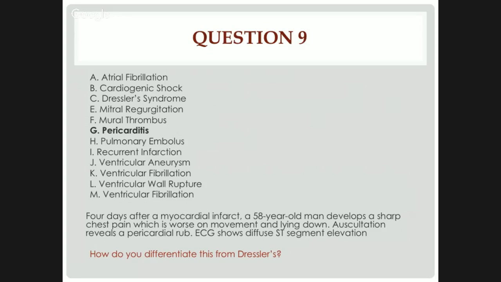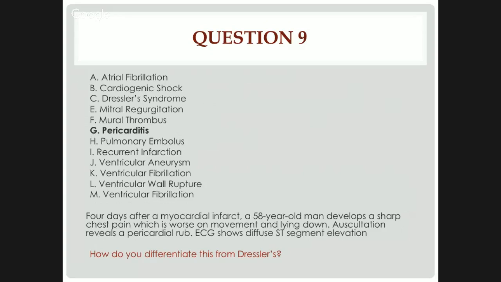So someone said Dressler's before. Does anyone actually know what Dressler's is? It takes longer than pericarditis. Yeah, good. So Dressler syndrome is a delayed autoimmune-mediated pericarditis. I think the currently accepted theory of pathogenesis is you get antibodies forming against the dead myocardium.